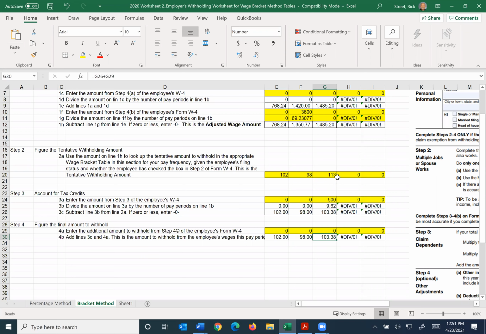However, once we've entered that 113, it says in order to compensate for that extra 500, I guess, we have to withhold $103.38. Okay, so this is the amount that we'll actually withhold. Figure the final amount to withhold, $103.38. Okay, that's it. That's the bracket method using the new W-4 form.